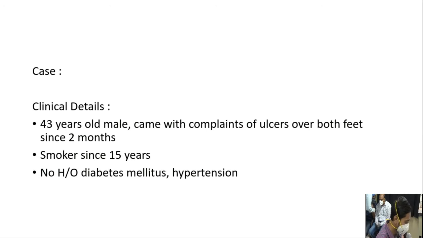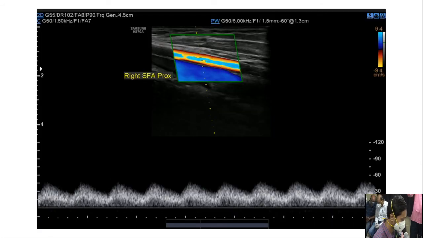Good morning, everyone. So this was a 43-year-old male who came with complaints of ulcer over both feet since 2 months. He was a smoker for 15 years, with no history of diabetes or hypertension. Clinically they were suspecting cellulitis. The patient came for bilateral lower limb arterial Doppler.